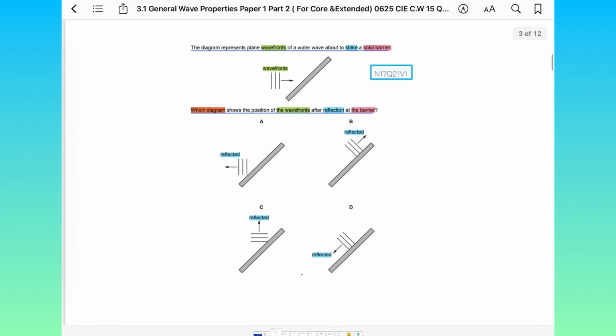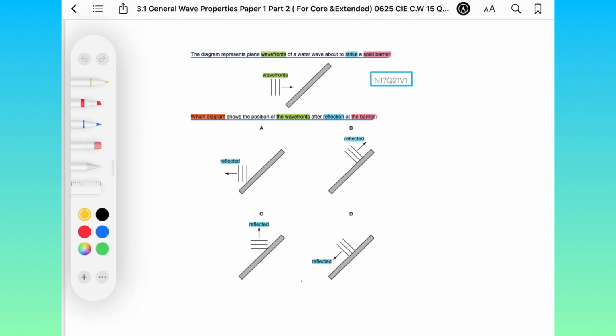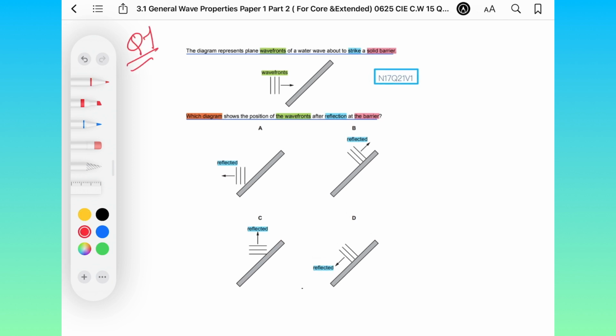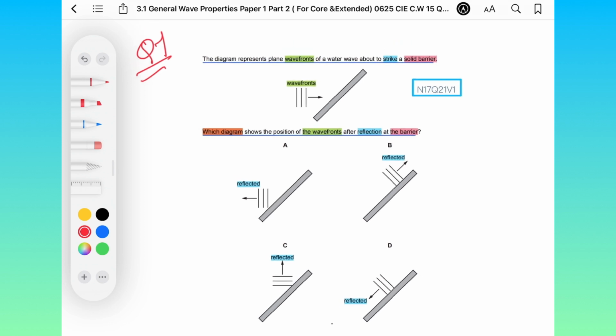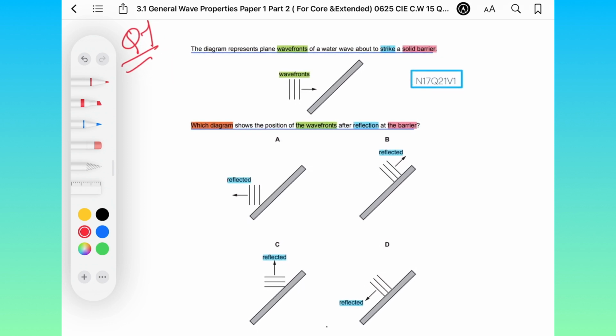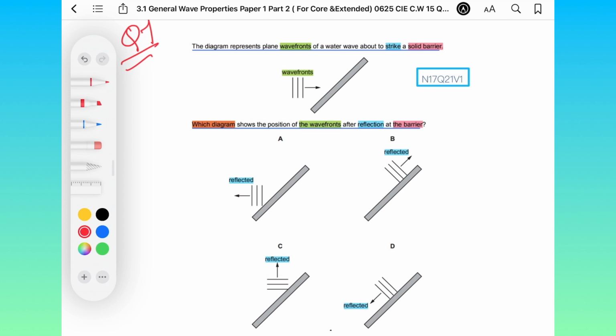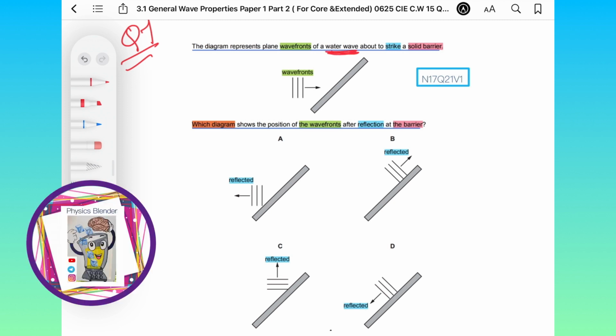Okay. Question number 1 here. We are discussing reflection, how waves behave in different situations. We have here water waves, how they behave when they strike a barrier. They have a solid barrier, they cannot pass through the barrier. So how do they behave? They will be reflected back.